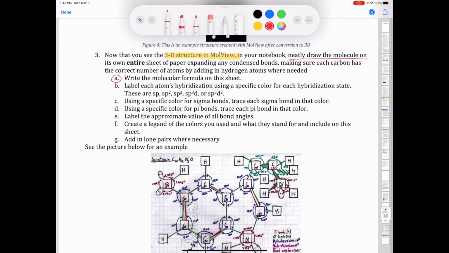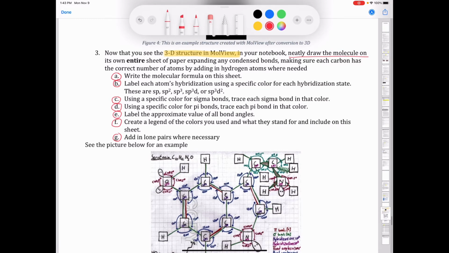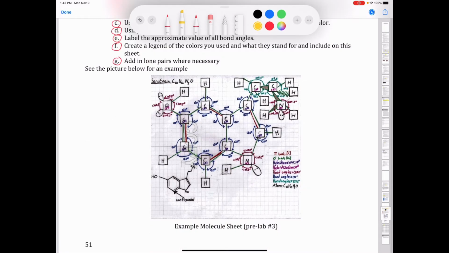You're going to label each atom's hybridization, use a specific color for sigma bonds, another color for pi bonds, label all of the bond angles, and create a legend so that it's clear what colors represent what. Be sure to add in lone pairs as well. Here's an example that was submitted by a student in a previous semester. The molecule they chose was serotonin, and you can see their color-coded legend here, which includes both sigma and pi bonds, the hybridization of their atoms, and all of the bond angles too.